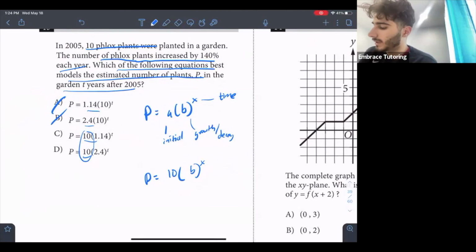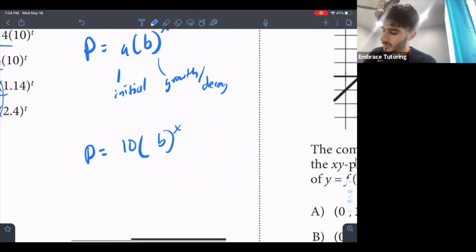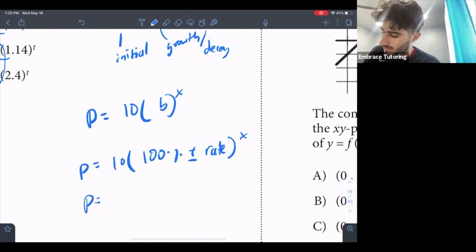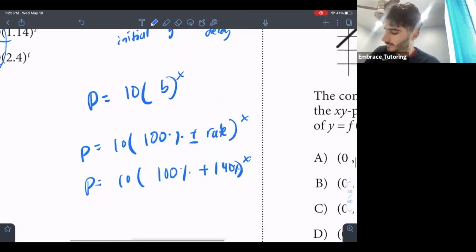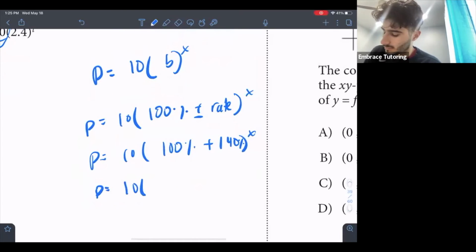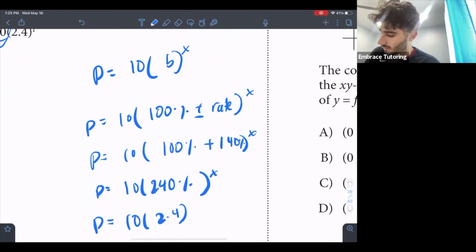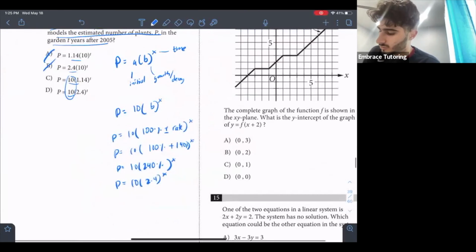Now, the next thing is either the growth or decay. The number of phlox plants increased by 140%. So it's 100%, what is already there, plus the rate, meaning that P is equal to 10 times (100% plus 140%) raised to X, which should mean that P is equal to 10 times 240%, or 2.4, raised to X. And that would give you choice D.